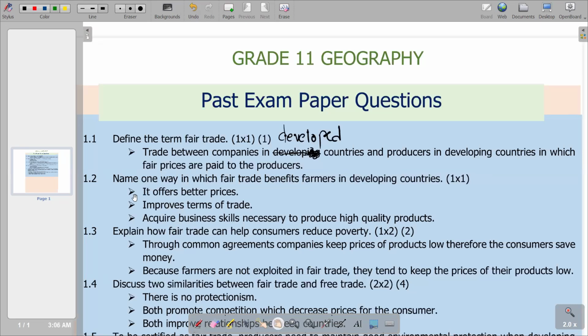Then we go to the next part, which is 1.2. The question says, name one way in which fair trade benefits farmers in developing countries.